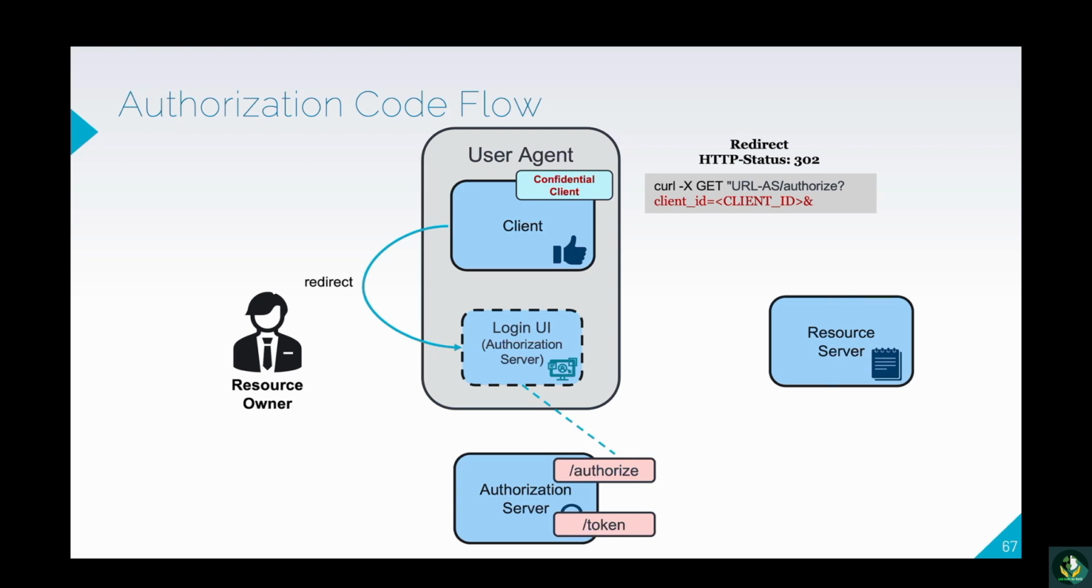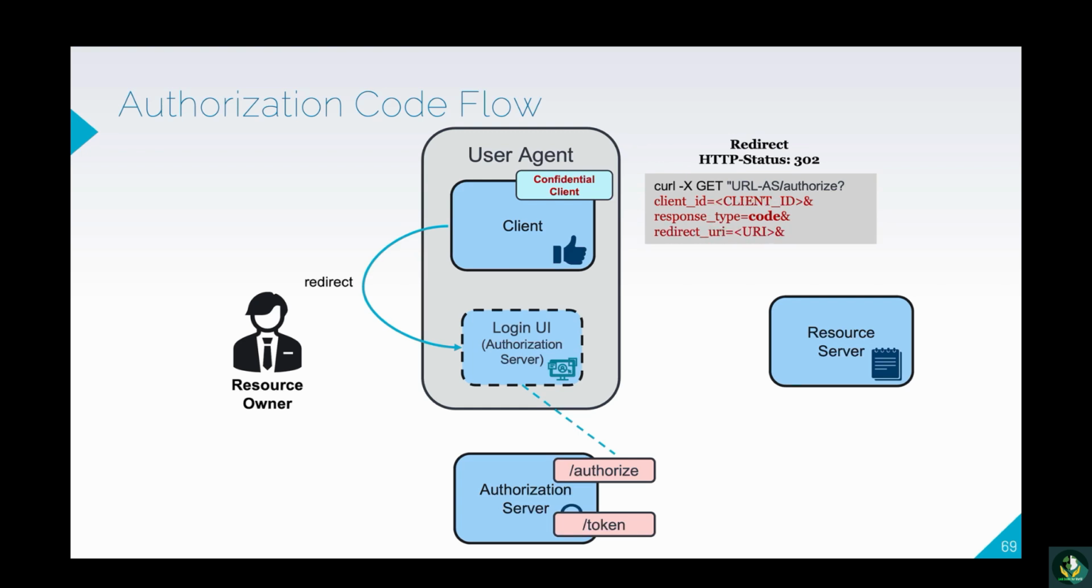This identifies the client application that is requesting access on behalf of the resource owner. Response type equals code. This is the key difference from the implicit flow. Instead of requesting an access token directly, the client is asking for an authorization code. That's why it's called the authorization code flow. The code is later exchanged for an access token.